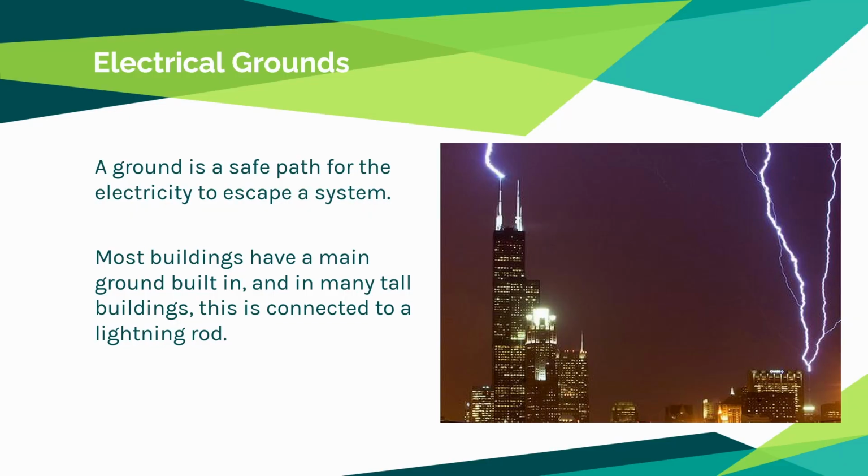Electrical grounds. A ground provides a safe path for electricity to leave a system. This is important because excess charge needs somewhere safe to go. Buildings are grounded, and tall buildings may also use lightning rods to direct electrical discharge safely into the ground.